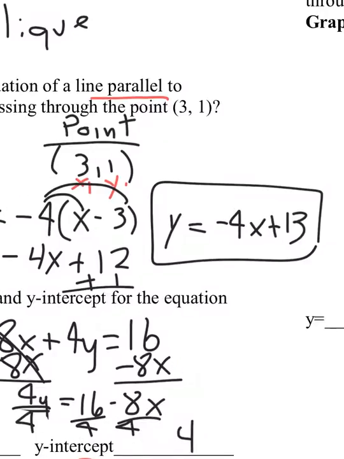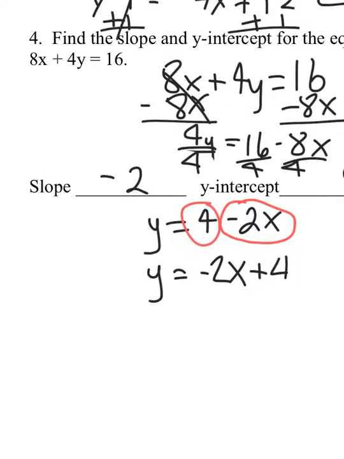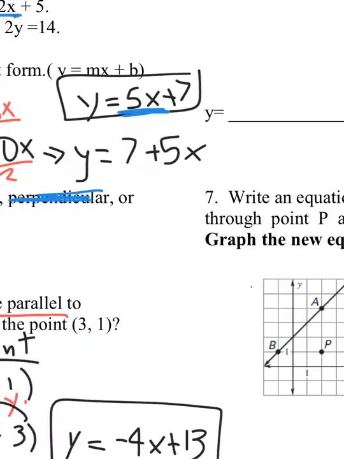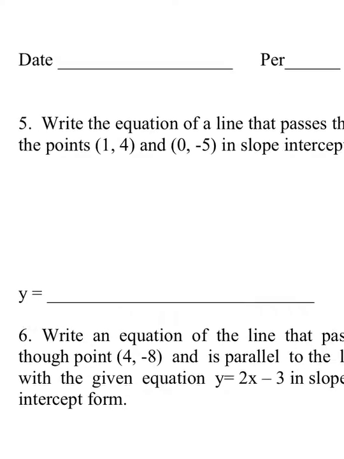All right. Coming up here, did they number them? I numbered them wrong. 4. No, okay. Number 5, write the equation of a line that passes through the points 1, 4, and 0, -5.